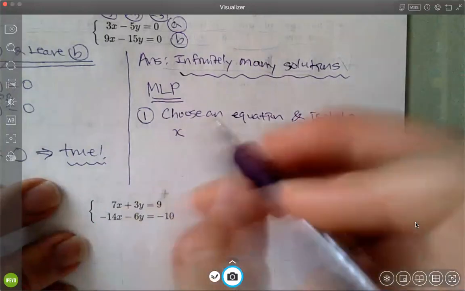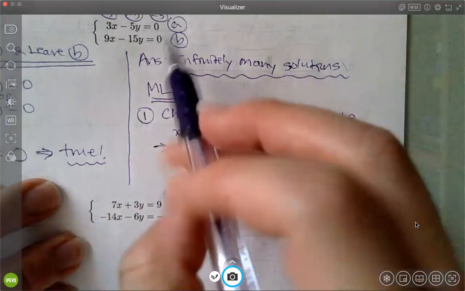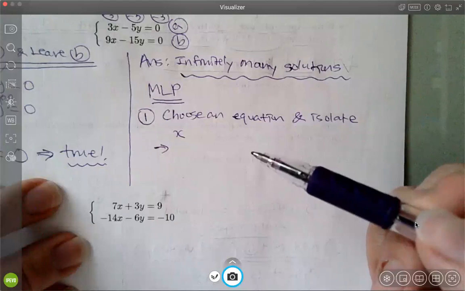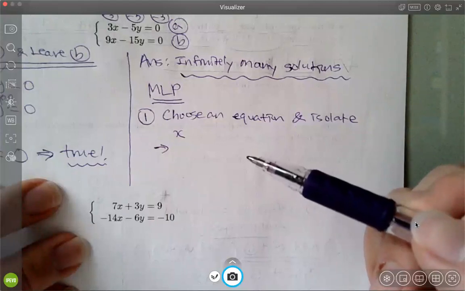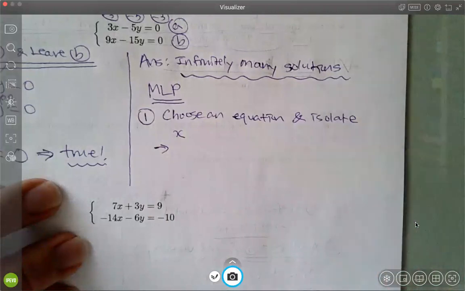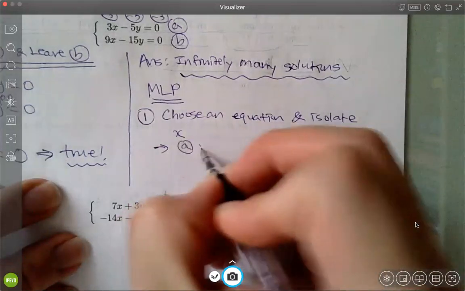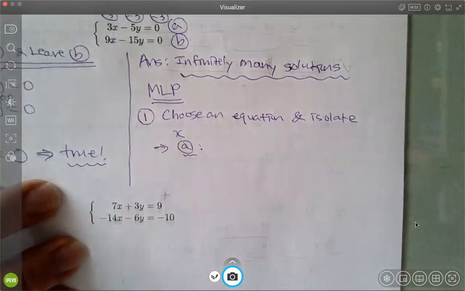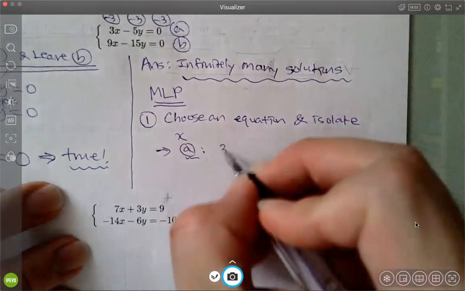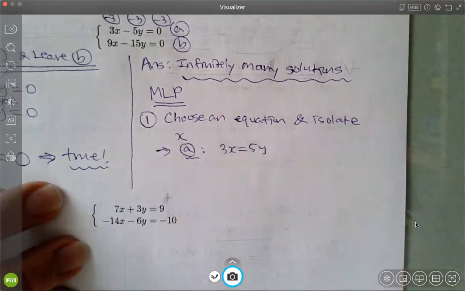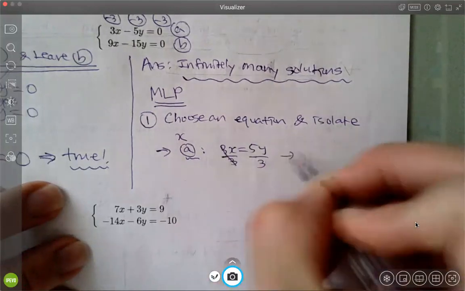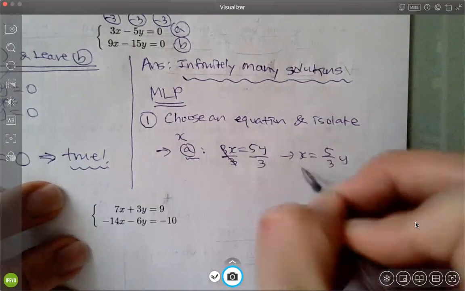Now, isolate x. And then, so now from here, which equation do you want to choose and isolate x? Which one is easier? The A, right? Yeah, because the numbers are smaller, right? Okay, so choose A. So how do you isolate x? You add 5y, right? Okay, so you get 3x is equal to 5y. Okay, and then you divide by 3. So x is equal to 5 over 3 y, right?